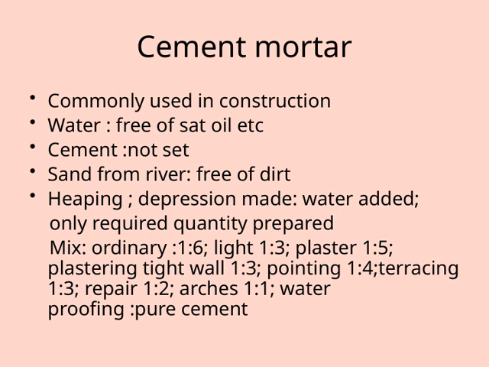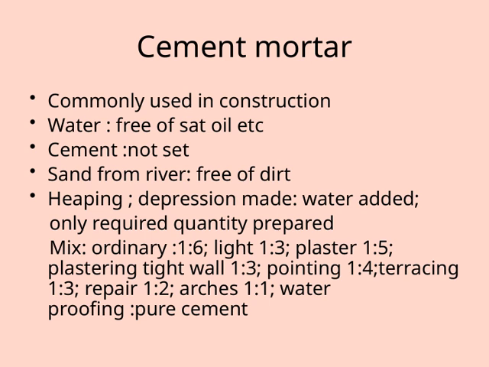The process involves creating a heap, or a depression in the mixture to add water. Only the required amount of water should be added to achieve the right consistency. When mixing, the ratios are very important because they determine the strength and use of the mortar. For example, a standard ordinary mix is 1 part cement to 6 parts sand, while a light mortar mix is 1:3. For plastering, a 1:5 ratio is common, and for tight wall plastering, a 1:3 mix works well.